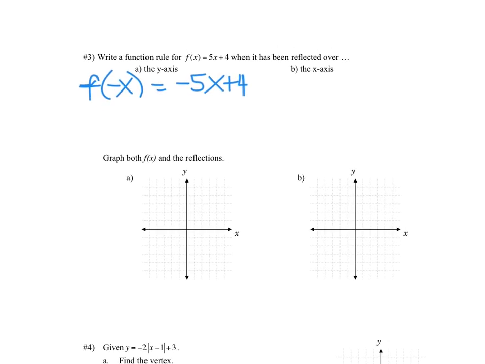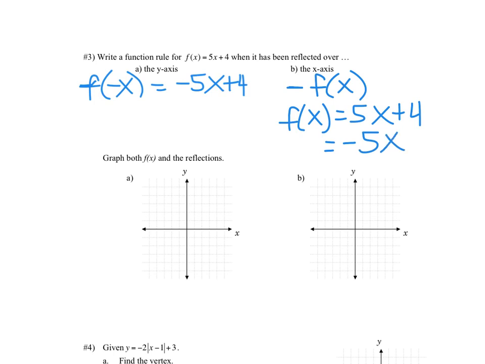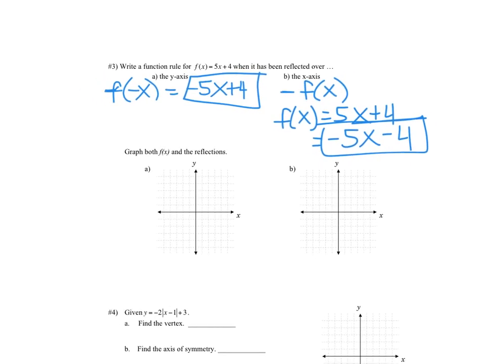If we are reflecting over the x-axis, that means all of our y's are going to change. So we need to do the opposite of the entire function. So if my function is 5x plus 4, well, what's the opposite of that? It would be negative 5x minus 4. Okay, they're very similar, but they're not exactly the same.